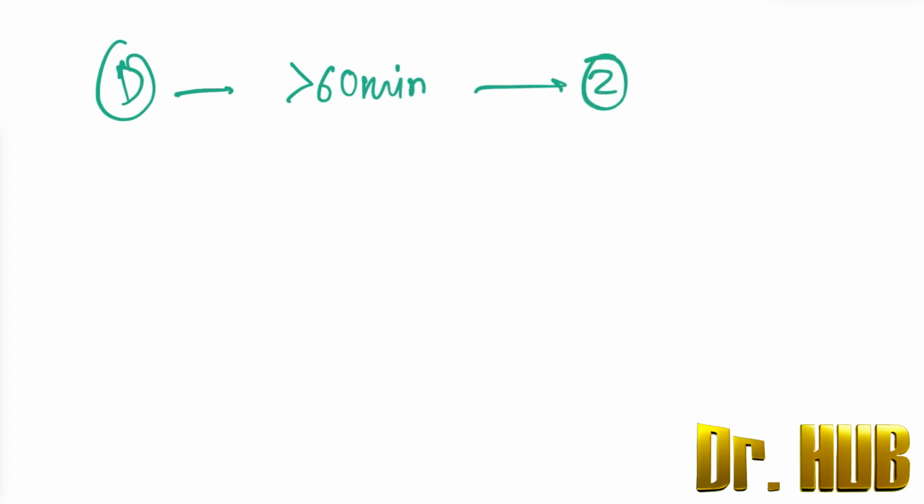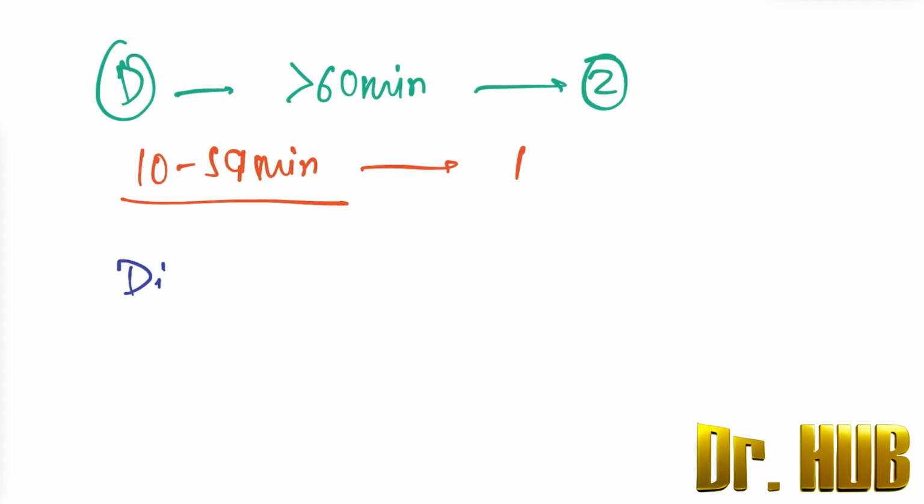Now we look at the duration. In terms of duration, greater than 60 minutes has a score of 2. Now when you look at 10 to 59 minutes, what is the scoring? The scoring is 1. Now we look at diabetes. In terms of diabetes, the score is 1.